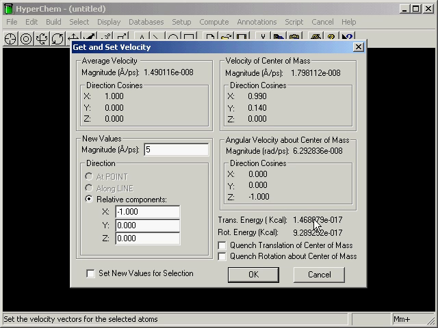Similarly, we can quench the translation if we like, but this tutorial then gives you a little idea about some of the facets of how you set and investigate velocities using this dialog box.